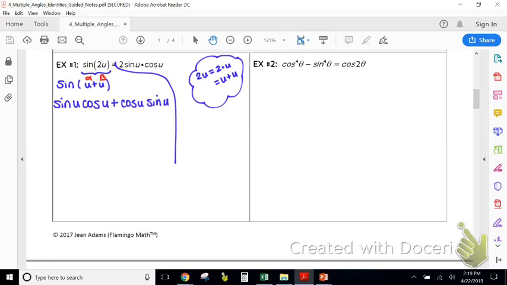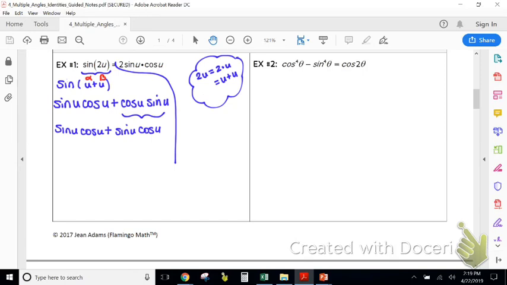Now, does order matter when we multiply? No. So what I'm going to do right over here on the right side is just switch the order of them. So I've got sine of u, cosine of u, plus, instead of cosine times sine, I'm going to do sine times cosine. So sine of u, cosine of u.